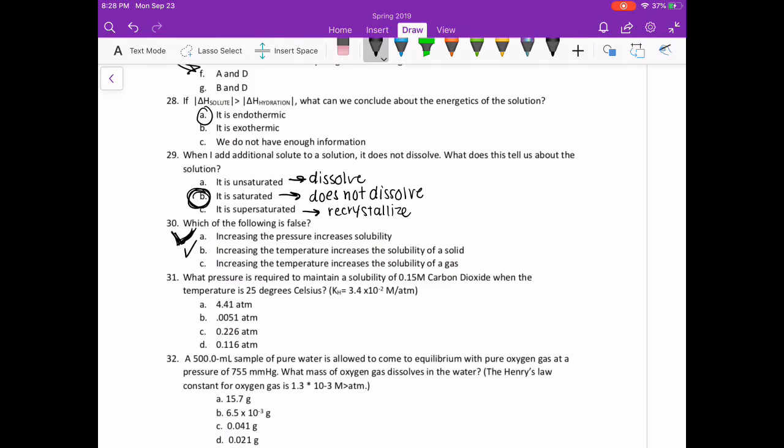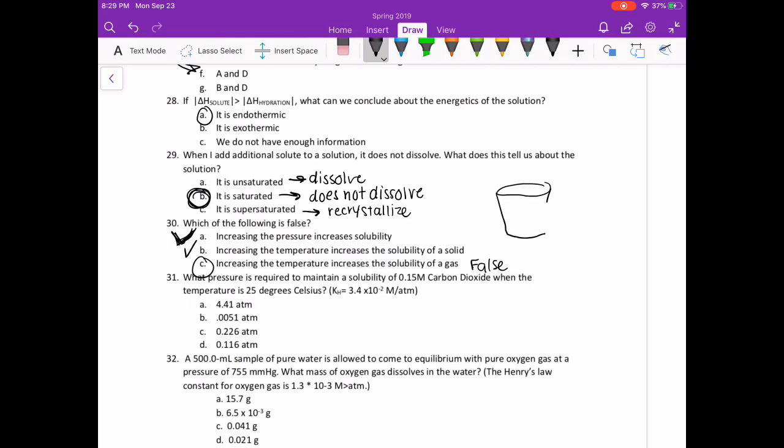So I know C is going to be my answer here, or C is false, because if I increase the temperature, I decrease the solubility of a gas. So think about when you have a soda and you leave it outside, it has carbon dioxide bubbles in there, and as it gets to room temperature, those carbon dioxide bubbles begin to bubble out, right? Because their solubility is decreasing.